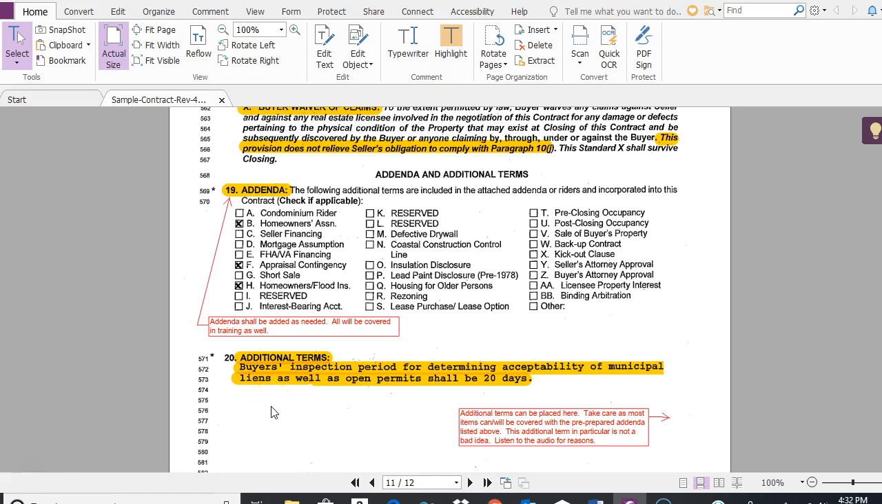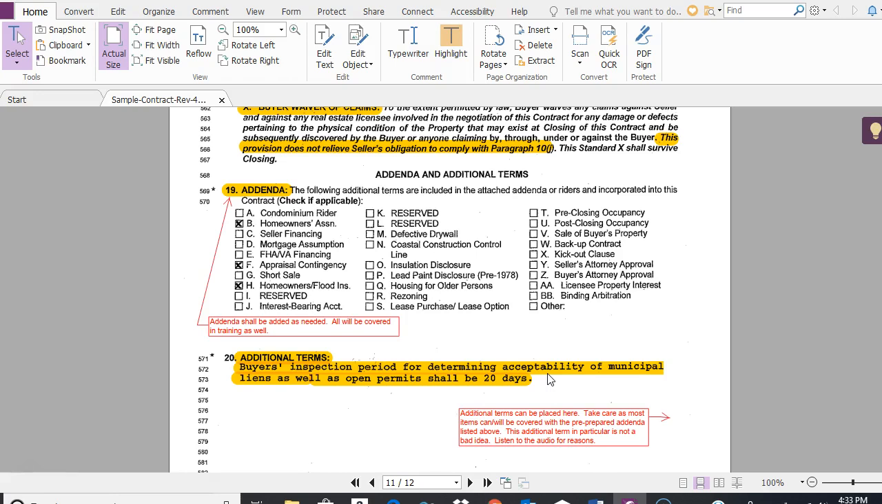So if you're looking for a seller to contribute toward the buyer's closing costs, a lot of times it's a percentage of the sales price, but you need to be very specific in noting that. Anyway, in here, additional terms. I didn't put this one here: buyer's inspection period for determining acceptability of municipal liens as well as open permit should be 20 days. That's extending that. Sometimes we need extra time, because normally, if not, it's going to default to where those municipal liens and the permit search have to be done within the inspection period. And a lot of times that's too short and may not be long enough to get that done.